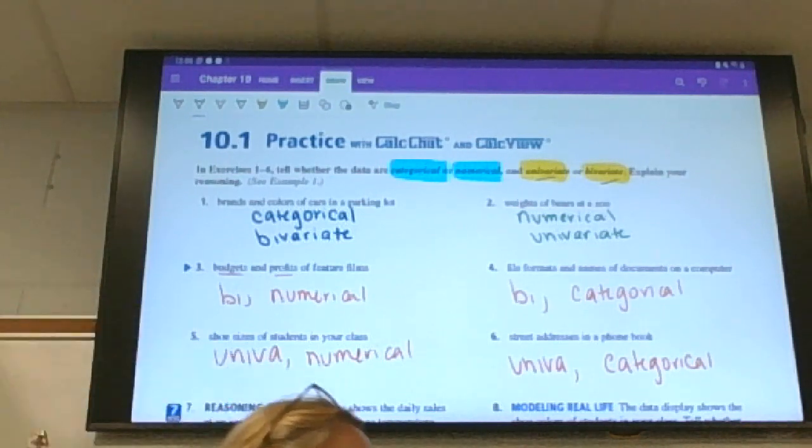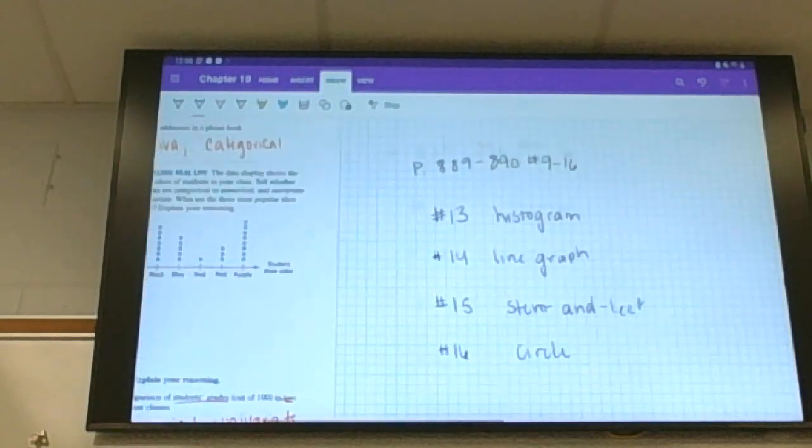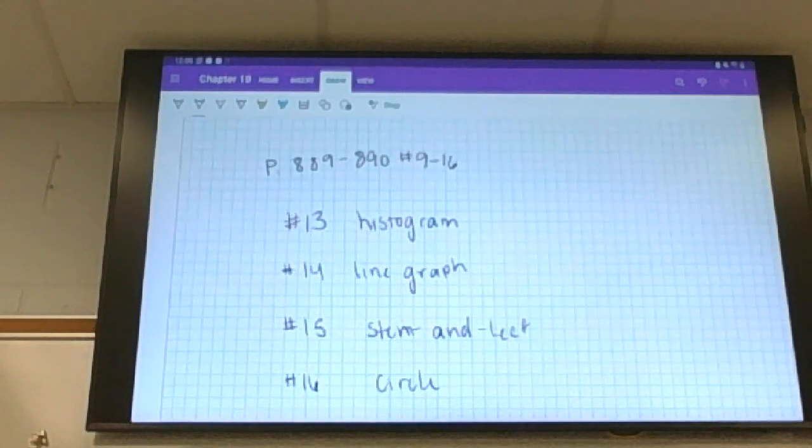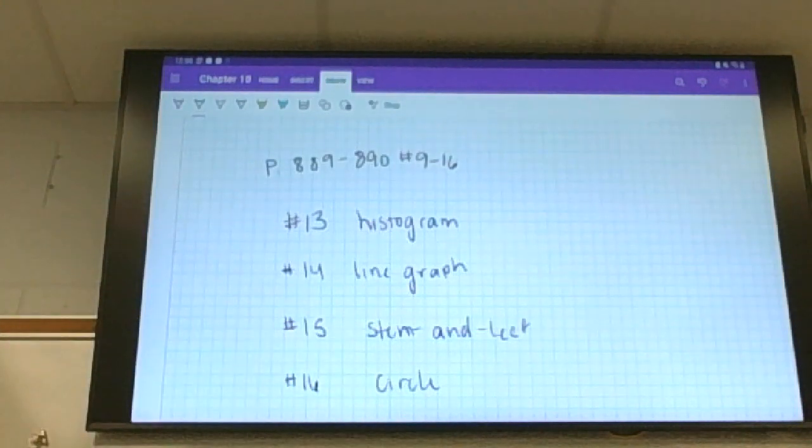Any questions on 1 through 6? Okay. Here's all we have to do for the rest of class. Let me write it out. It's not homework today, it's right now. 9 through 16.